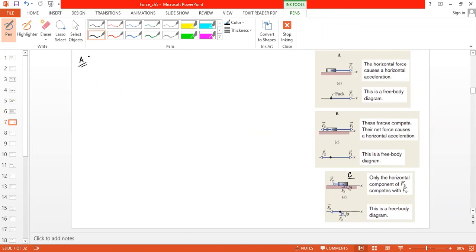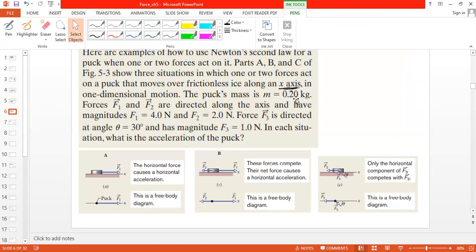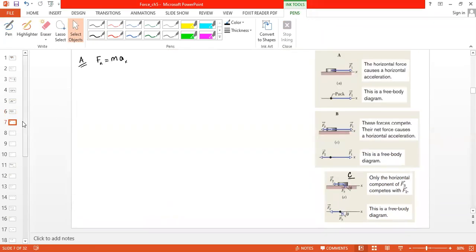For situation A, we know F equals ma. I don't actually need to write net force because only one force is acting on it, and all the forces are acting along the x direction. I can say Fx equals max. My m is 0.2 kg, and F equals 4. So my F1 equals 4 Newton. So 4 equals mass, which is 0.2, times acceleration. That means my acceleration equals 4 over 0.2, that is 20 meter per second square.